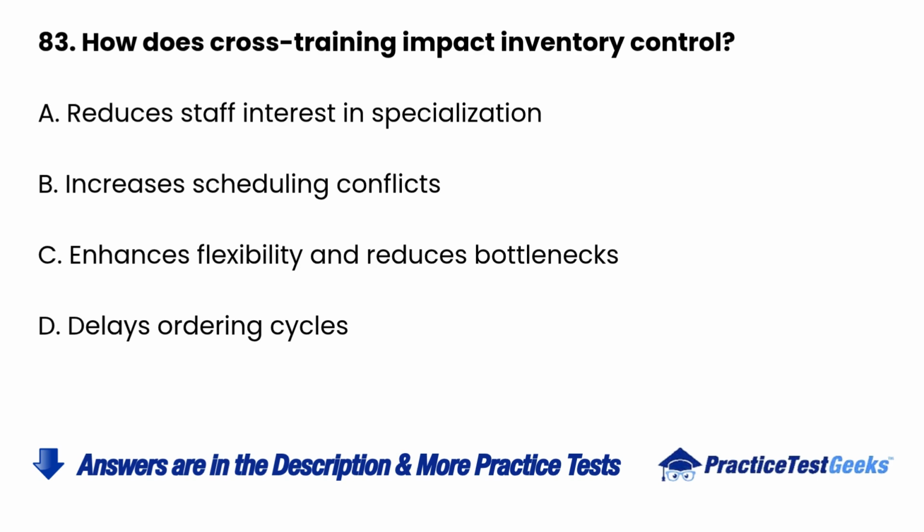83. How does cross-training impact inventory control? A. Reduces staff interest in specialization. B. Increases scheduling conflicts. C. Enhances flexibility and reduces bottlenecks. D. Delays ordering cycles.